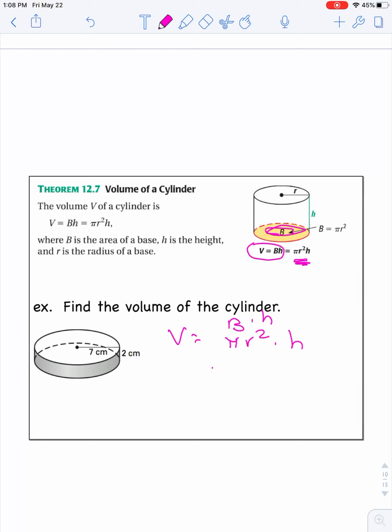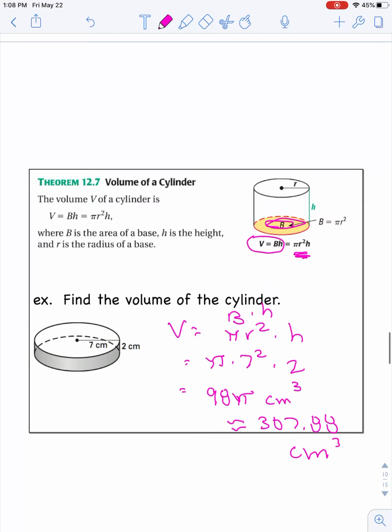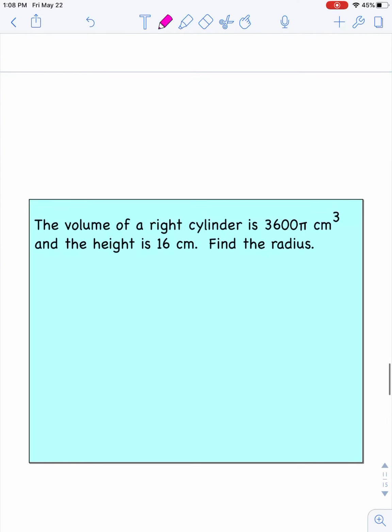And my radius here is 7, so I have pi times 7 squared times my height, which is 2. So again, if I wanted to get an exact answer, this would be 98 pi, or approximately 307.88 centimeters cubed. And even if you're going to leave it as 98 pi, you need to include your units cubed on there. And here's one where we work backwards with volume of a cylinder.